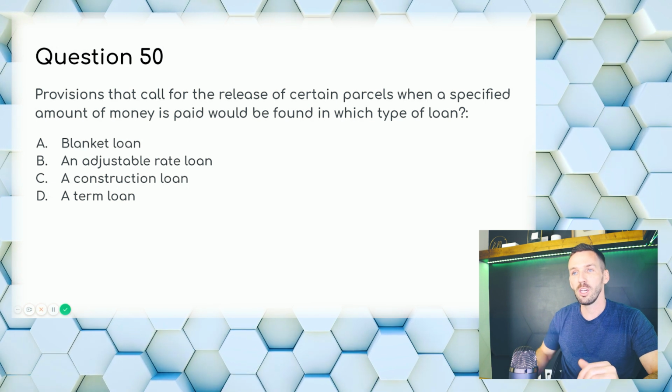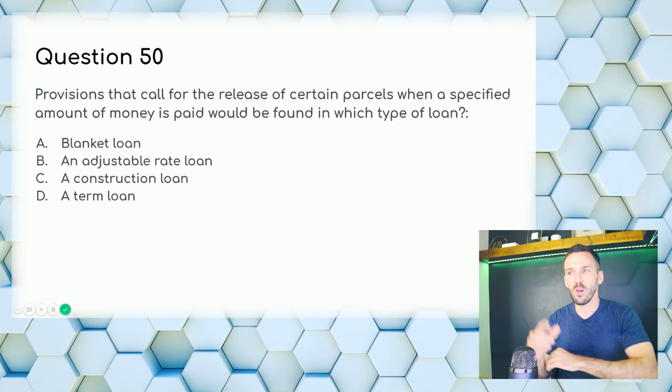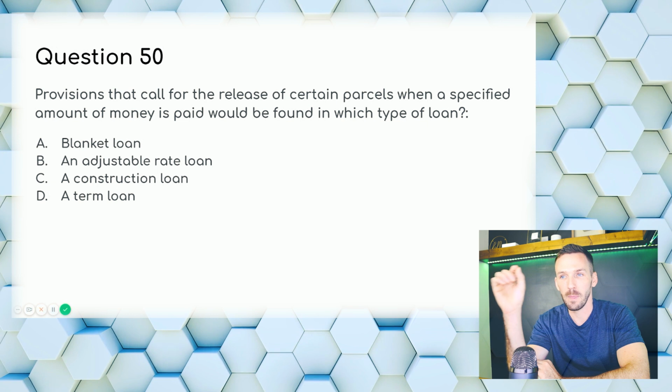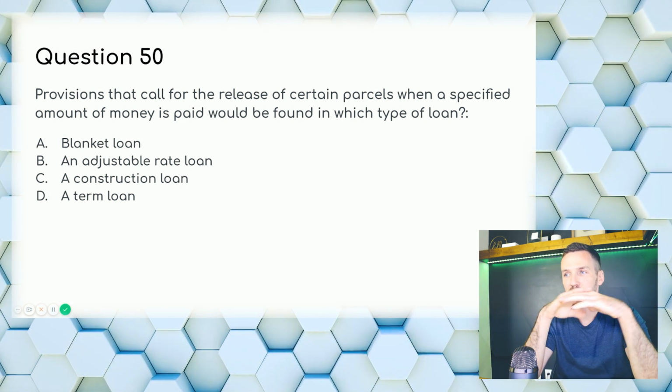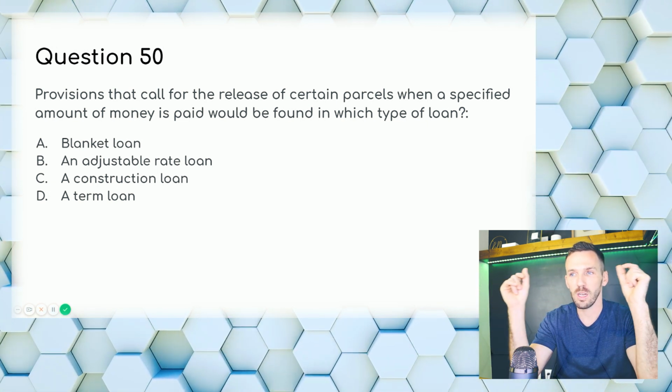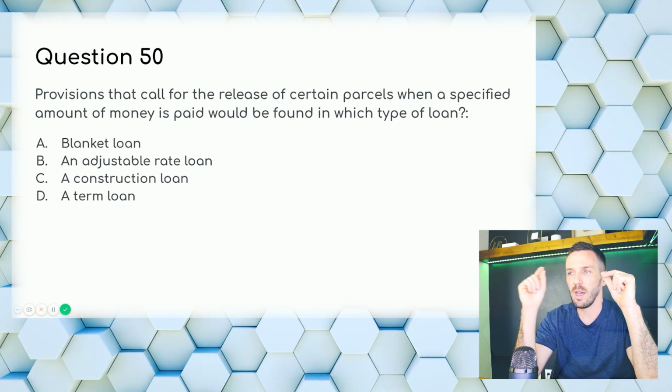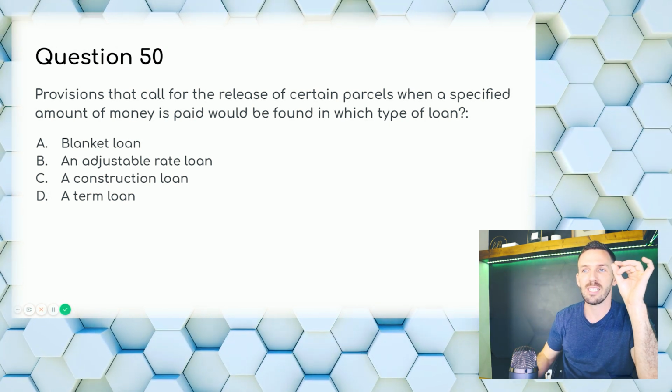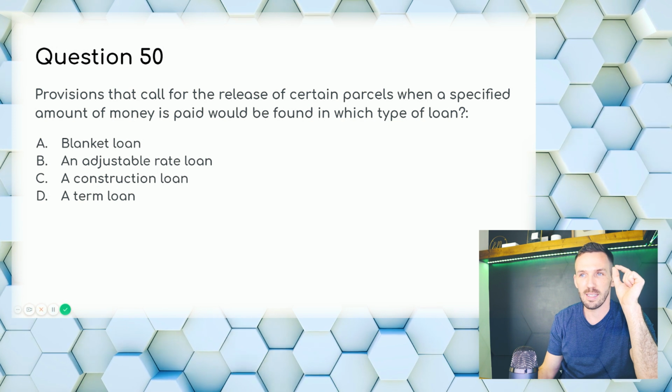So for this question, I would only really know this by canceling out B through D. Blanket loans apply to multiple loans, so I guess the trick here is to look for the word parcels. So there may be more than one loan. I don't know. This one is hard, but B through D don't really make any sense.